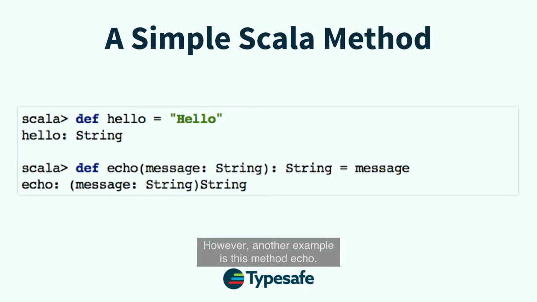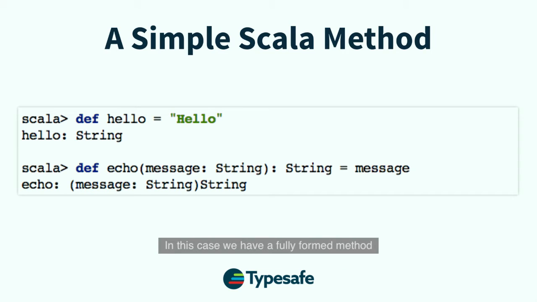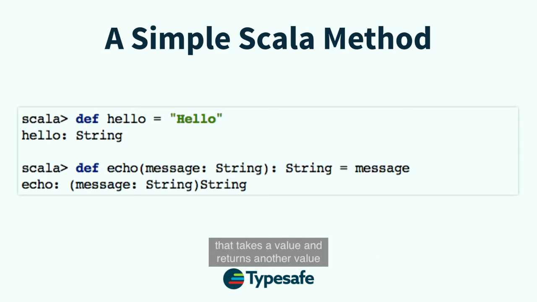However, another example is this method echo. Again, using the def keyword, echo takes a parameter, which is a string called message, and it returns a string explicitly. And we set that equal to the message that was passed in. In this case, we have a fully formed method that takes a value and returns another value, even though in this case, it's merely echoing the message that was passed in.